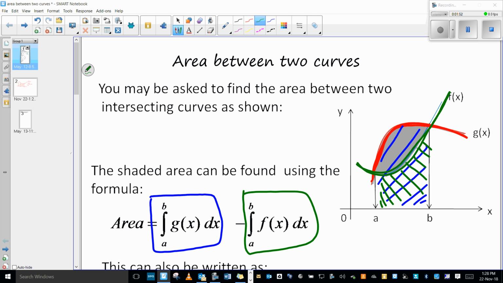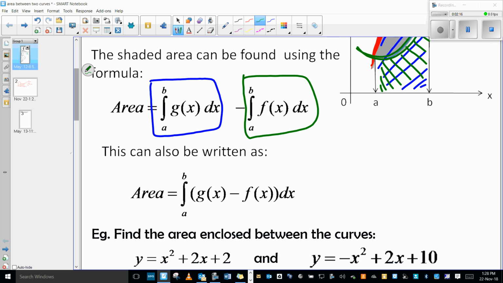So to find just the shaded part, the total blue part would be just the integral of g between a and b. Okay. If we just want the shaded, then we're going to have to subtract the definite integral of f, because that's the green bit. Yes? And that leaves us just with that shaded bit there.